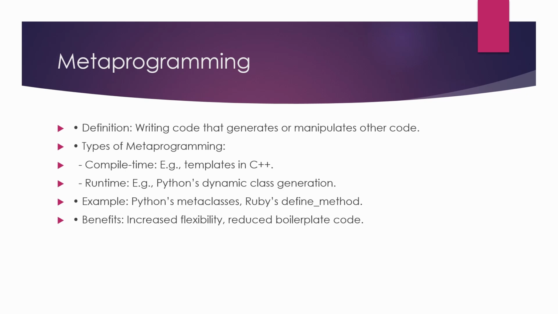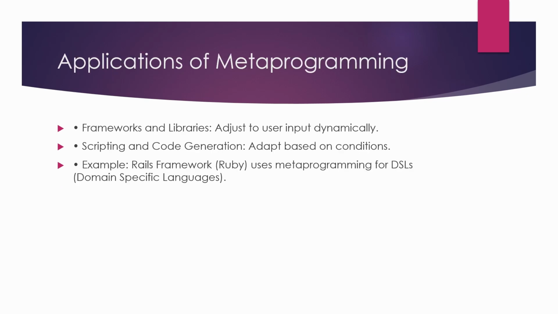The key benefit of metaprogramming is the increased flexibility it provides. It can write less boilerplate code and make your programs more adaptable. Metaprogramming is widely used in frameworks and libraries to adapt code dynamically based on the user's need. For instance, in Ruby on Rails, metaprogramming is used to build domain-specific languages (DSLs), which are mini languages for specific tasks, making the code cleaner and more readable.